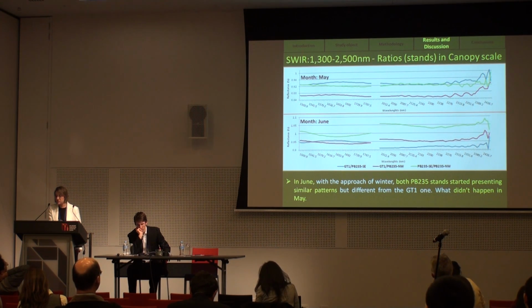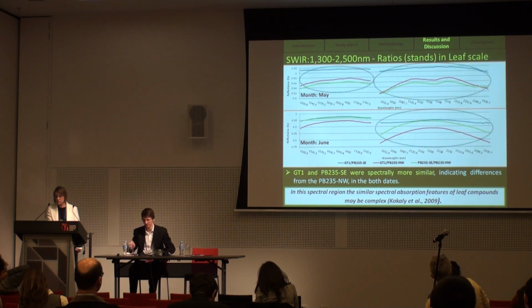Considering the ratios between the stands in canopy scale in the Survey region, it's possible to see that in June, with the approach of the winter, both PB stands started to present similar patterns, but different from the GT1. What didn't happen in May.